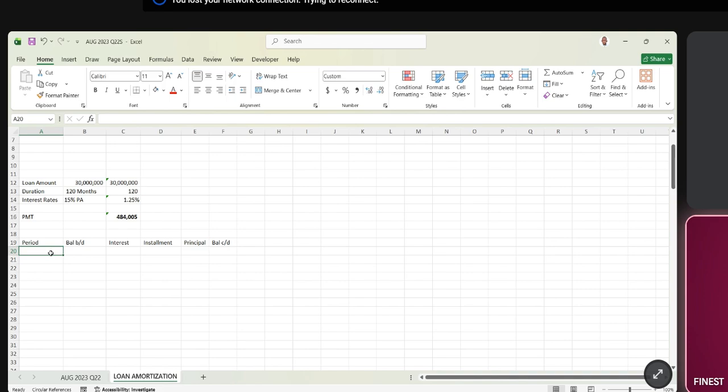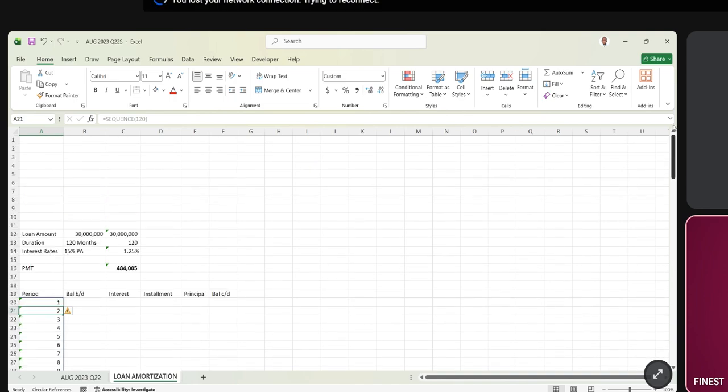Now, we have several ways of doing it. You can do 1, then 2, then you highlight these 2, then you drag. This one now you have to drag to 120, which is tedious. It's less tedious than typing 1 to 120. You can use which our sister is saying, sequence like that. You choose it, then you write the figure 120. You see it populates to 120 like that.